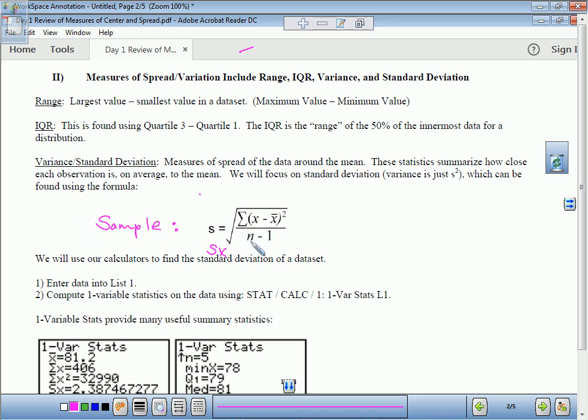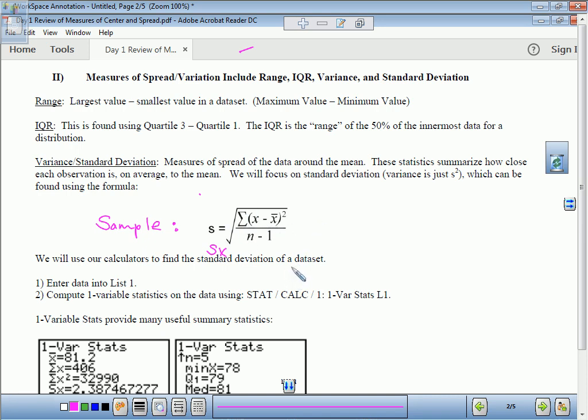This is the formula. You find the difference between each piece of data and the mean of the data set. We square that, and we add up all of those. You divide it by the number of pieces of data minus 1 when it's a sample, and then you take the square root of it.